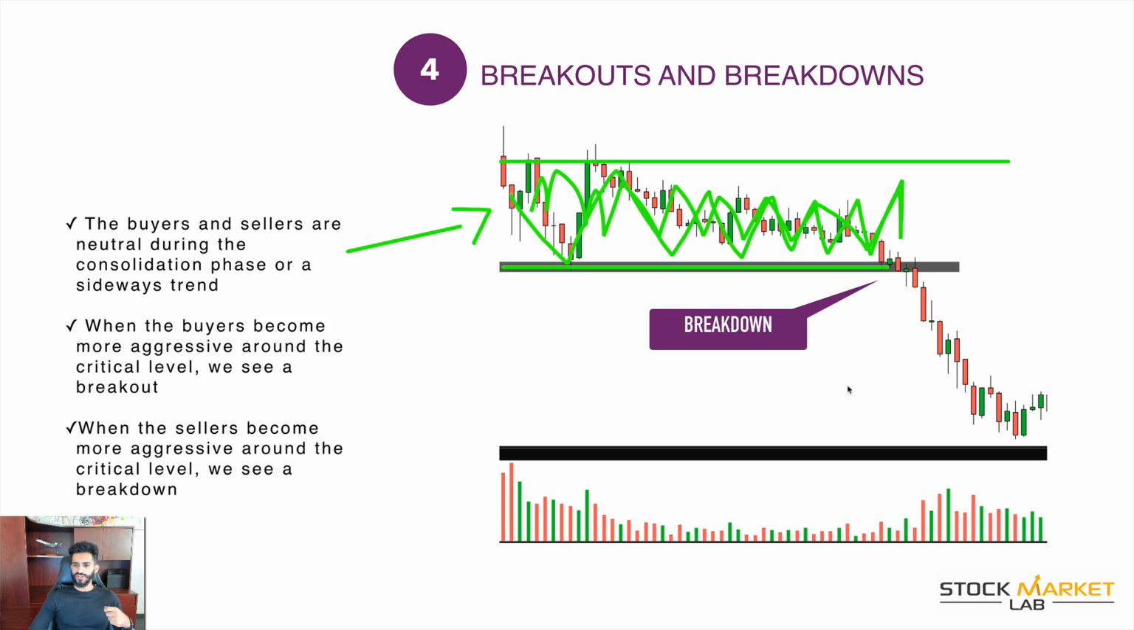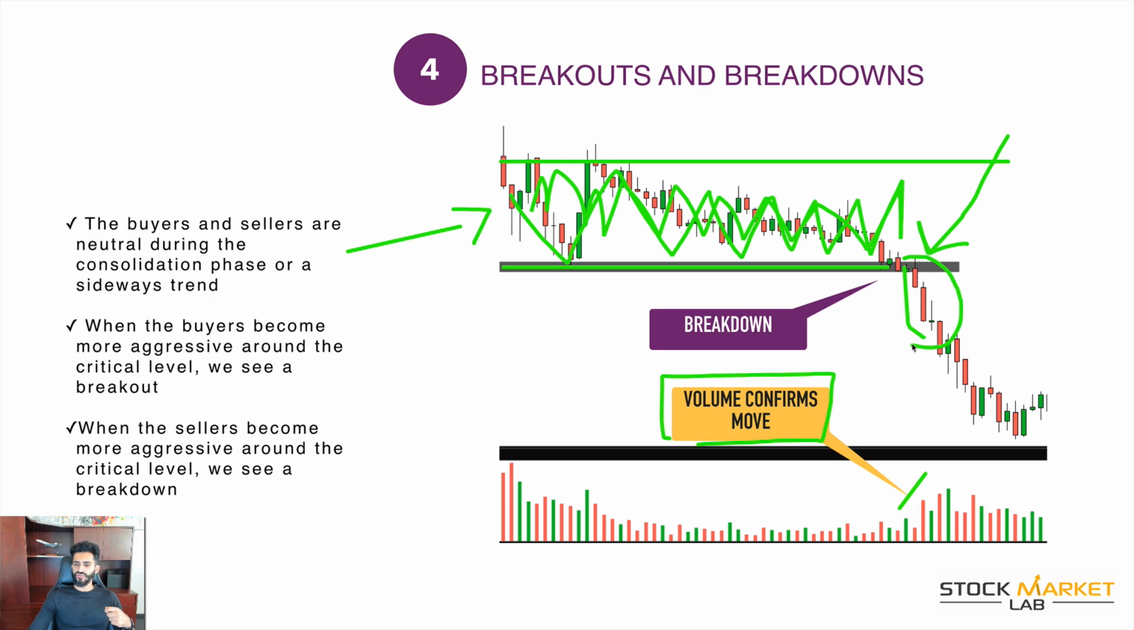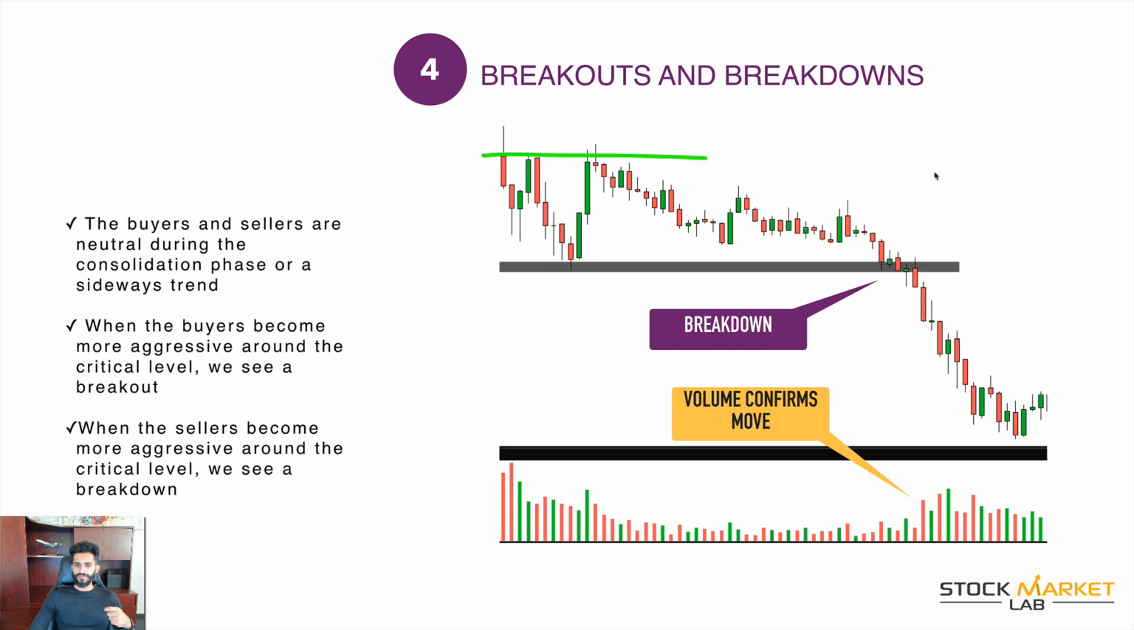So for example, in this situation, we see a breakdown. Who takes control? Sellers are more aggressive, right? How do we know they're aggressive? Look at volume. Volume is spiking up. Huge red candles showcasing a strong sell-off. Sellers are more in control here. Buyers would be more in control if the opposite happened. If this was able to break out of this level with increased volume, buyers would be more aggressive.